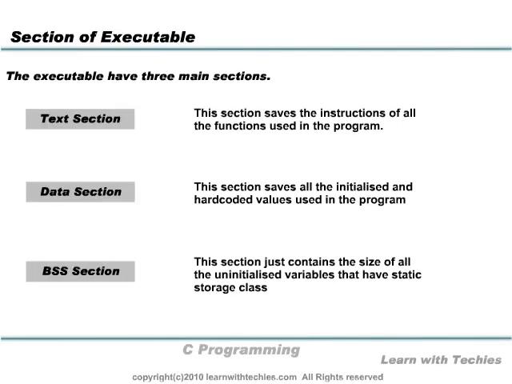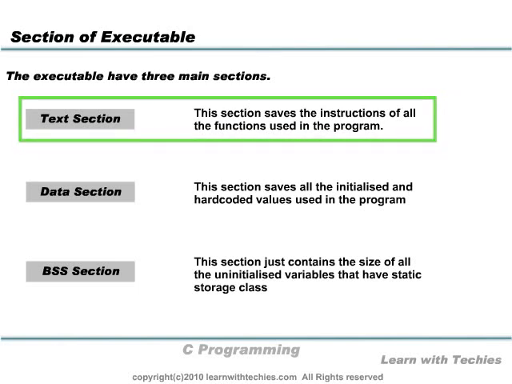Now let's look at the sections of an executable file, and see how they are related to the storage classes that we discussed in the previous slides. Any executable has three main sections. They are text, data and BSS sections. As the name suggests, the text section contains the code for the program. It has the assembly instructions for all the functions that are defined in the program.